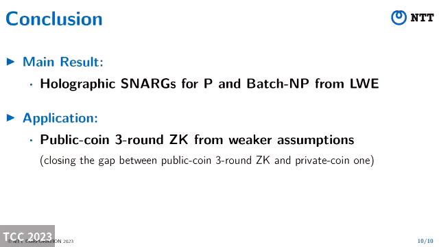In conclusion, the main result of this work is a holographic SNARG for P and batch NP from LWE. As an application, we give public-coin 3-round zero-knowledge from weaker assumptions than before. By using this result, we close the gap between existing public-coin 3-round zero-knowledge and the private one. So this concludes my talk. Thank you very much.